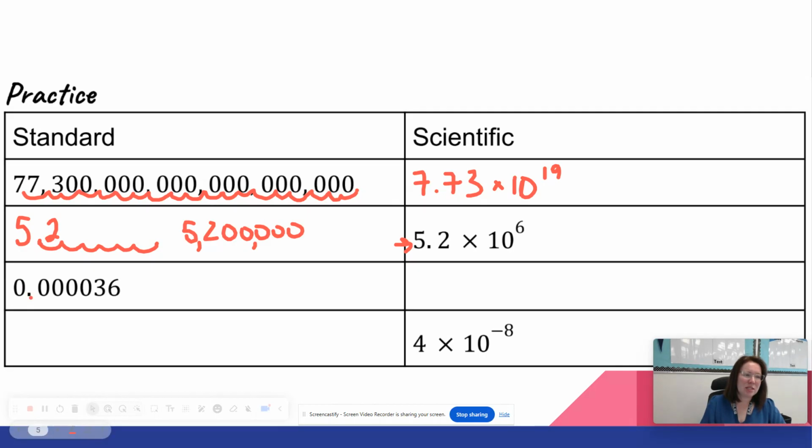All right, some small ones. 0 doesn't count as the digit to the left. 1, 2, 3, 4, 5. 3.6 times 10 to the 5. Now, 5 would mean a big number. It's got to be negative 5.